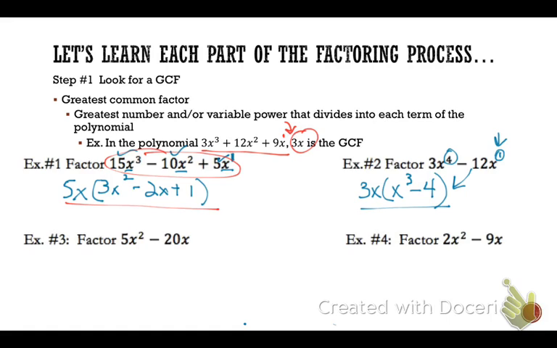Let's do a couple more. You're probably already answering the first question in example 3. The biggest number that divides into 5 and 20 is 5. The largest amount of variables that we can divide out without going over any single term is x to the first power. 5x squared divided by 5x will simply leave us with a single x. Negative 20x divided by 5x just leaves us with a negative 4.